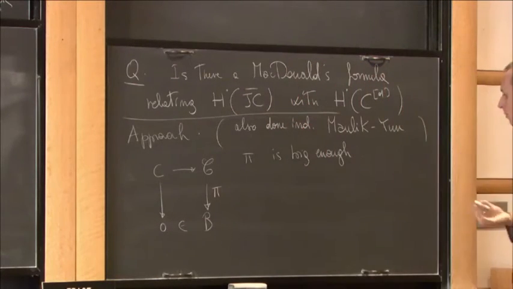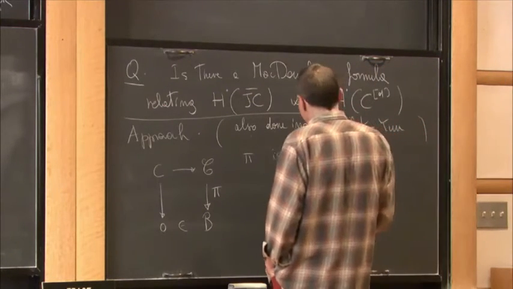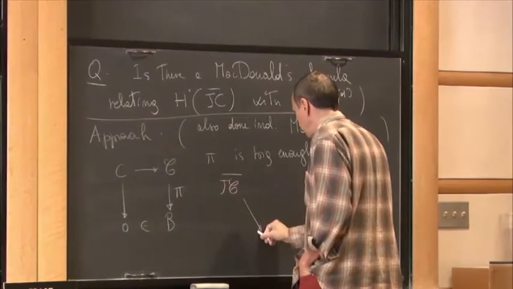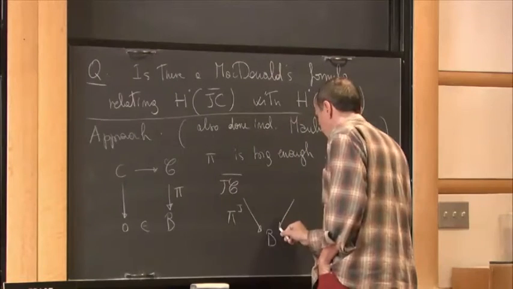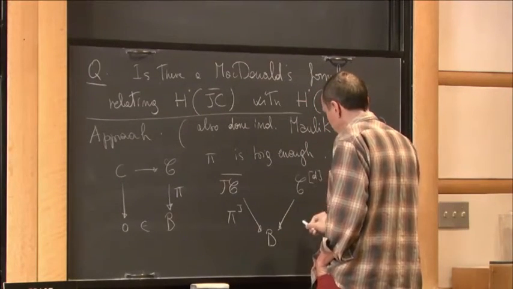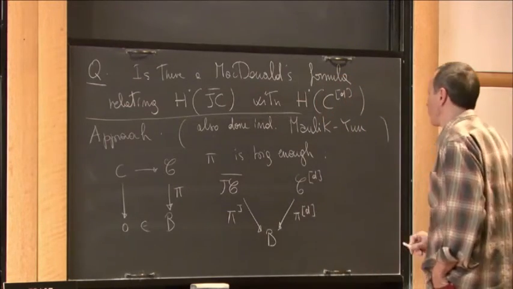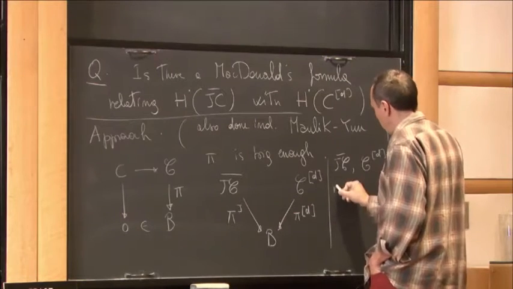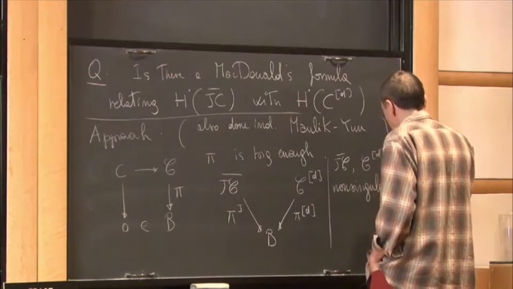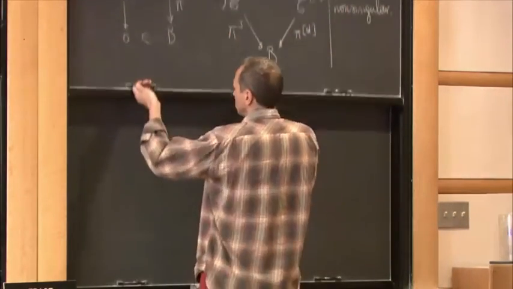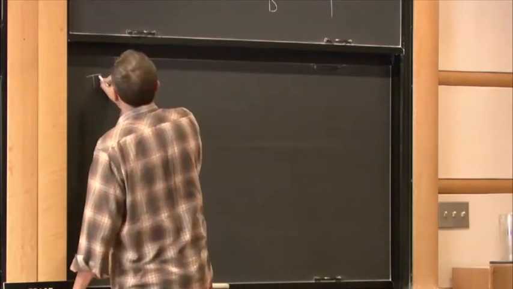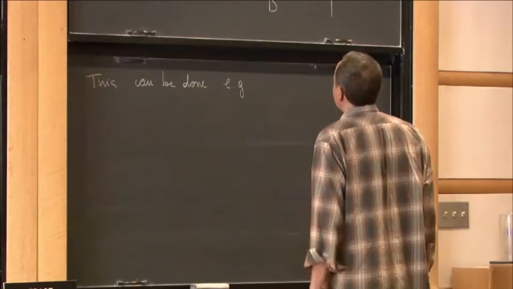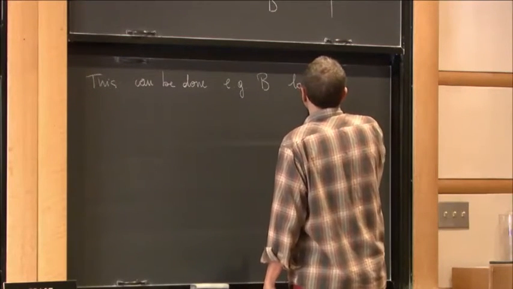And what does it mean, big enough? Big enough means that if I take the relative compactified Jacobian family and the relative Hilbert scheme family, then I want the total space of these families to be non-singular. So this can be done. For example, if B is what we call locally versal.